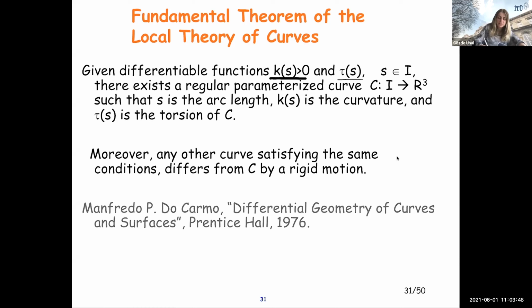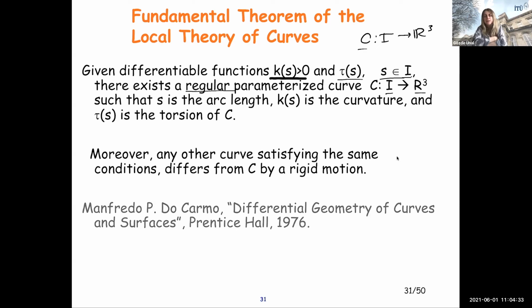There exists a regular curve, remember a regular curve is when the tangent is not 0. A regular parameterized curve C from that interval, arc length is between 0 and the total length of the curve, I to R3. This is the definition of the curve function. Kappa of S is the curvature, tau of S is the torsion of the curve. So this says, give me a curvature kappa and torsion tau. That means I already defined tangent, normal, and binormal, because to calculate these, right?